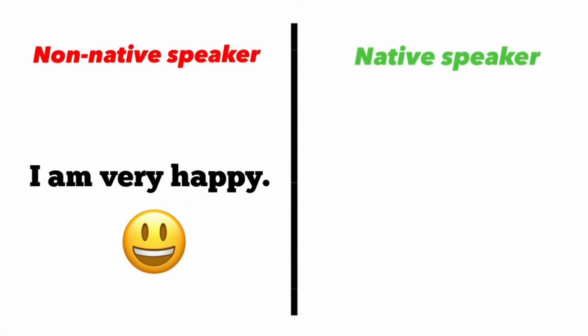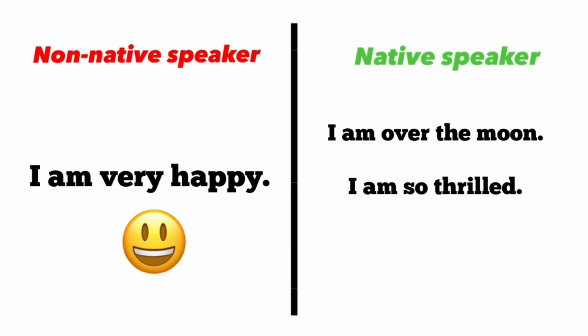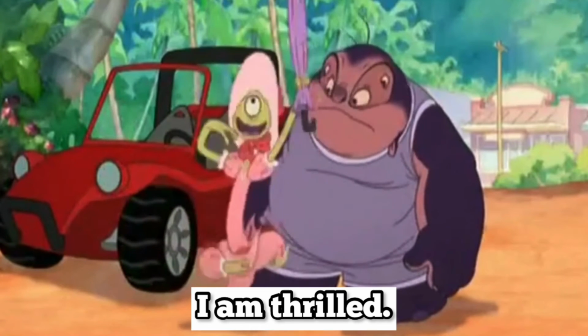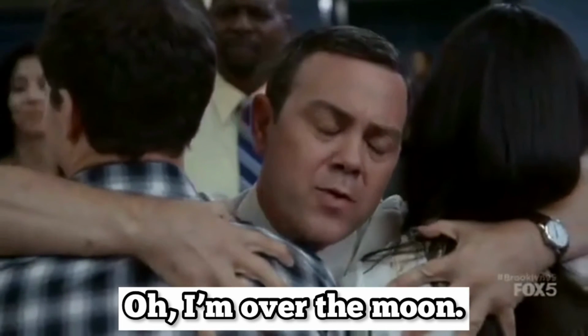And sentence number 5. I am very happy. Of course, there are so many synonyms for this sentence, like I am over the moon. I am so thrilled. Or I'm on the top of the world. And in another way, you can say, I am delighted. I am thrilled! Oh, I'm over the moon.